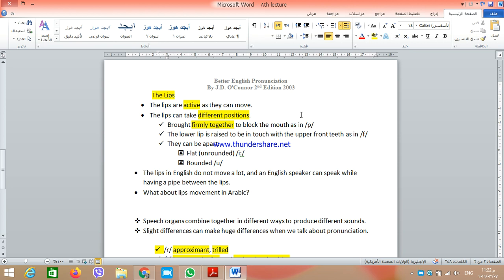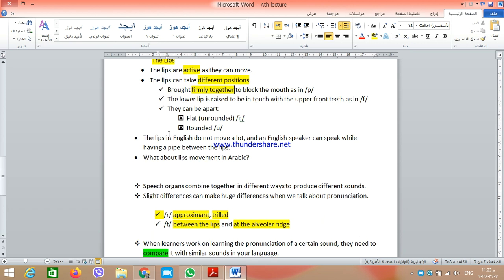Okay? This is clear in the pronunciation of the sounds p, b, m. P. You can try and feel that the lips should be in a firm contact with each other. This is in the pronunciation of p.